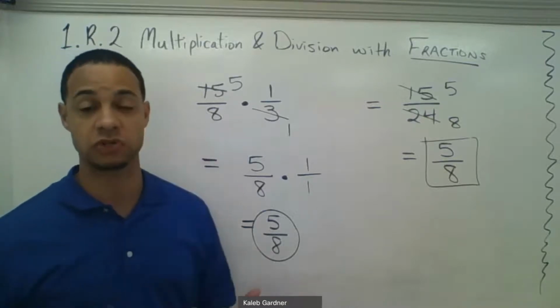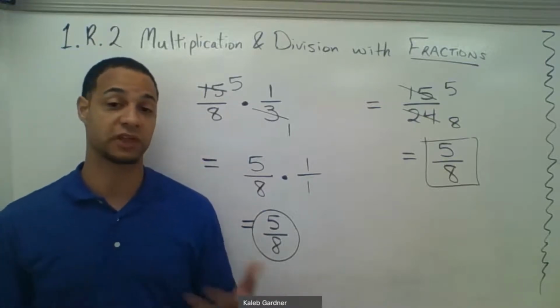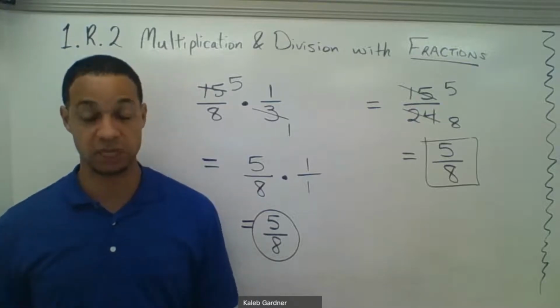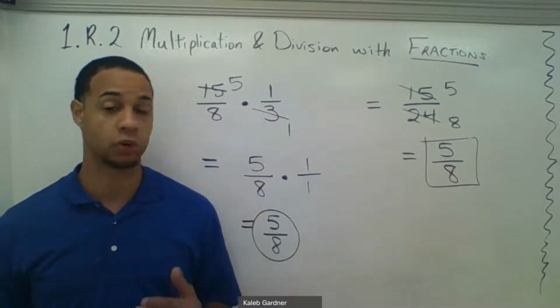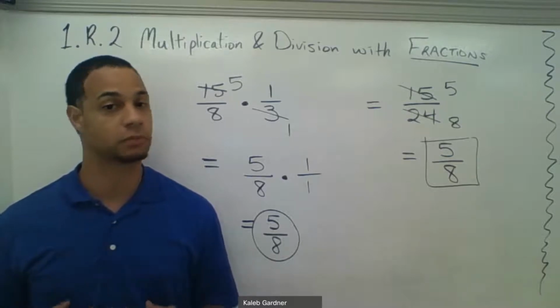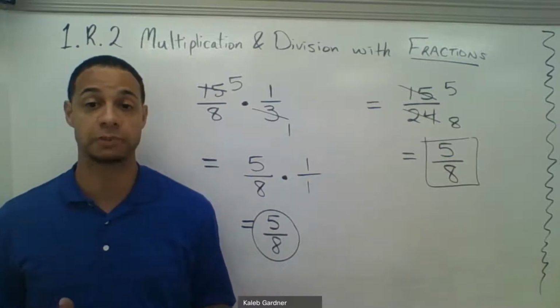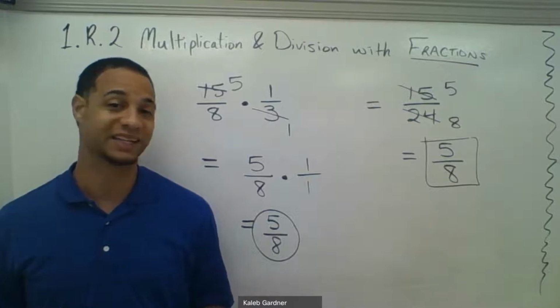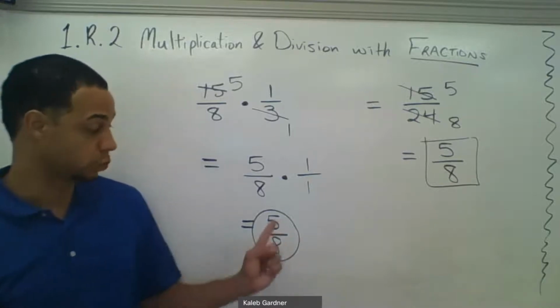So again, we reduce first, then multiply. And of course, the first way I taught it was to multiply first, then reduce. With multiplication, you're allowed to do that. You can go in either direction. Personally, I prefer to reduce first. I know other people who prefer to go the opposite direction and multiply first. Doesn't matter. Notice we got the same answer.